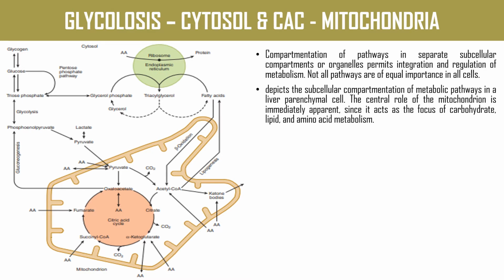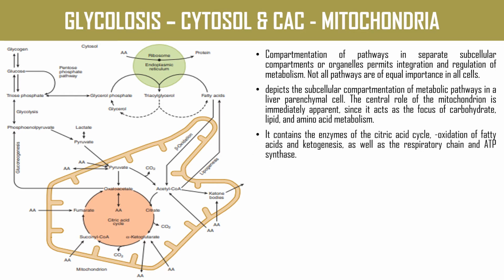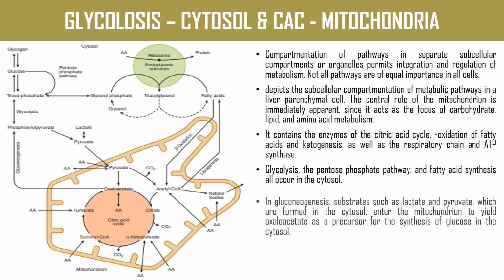The central role of the mitochondrion is immediately apparent since it acts as the focus of carbohydrate, lipid, and amino acid metabolism. It contains the enzymes of the citric acid cycle, oxidation of fatty acids, and ketogenesis, as well as the respiratory chain and ATP synthase. Glycolysis, the pentose phosphate pathway, and fatty acid synthesis all occur in the cytosol.